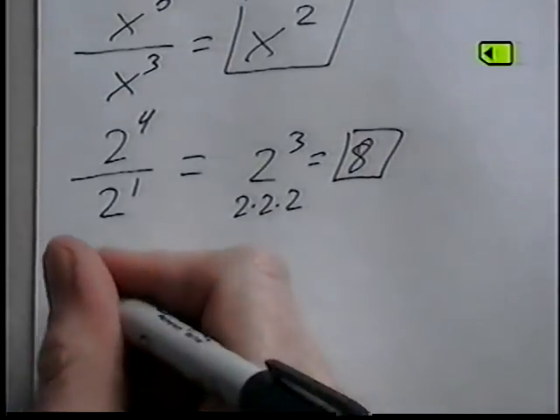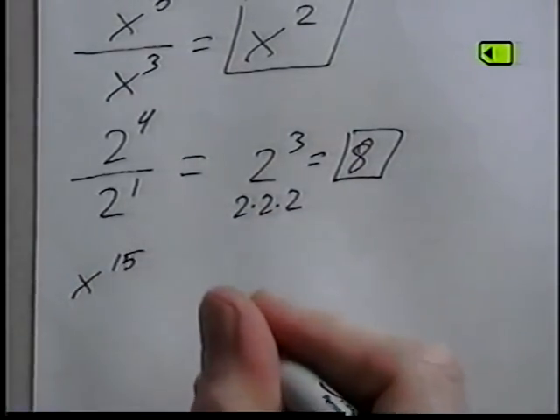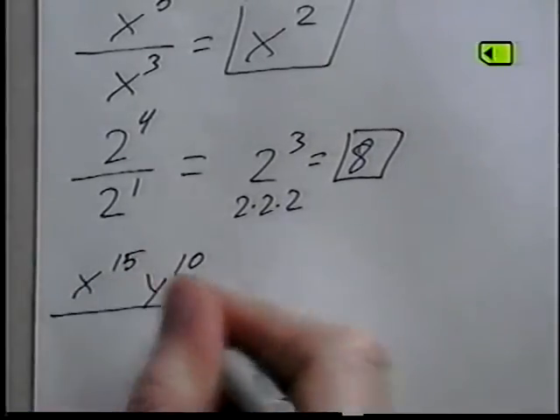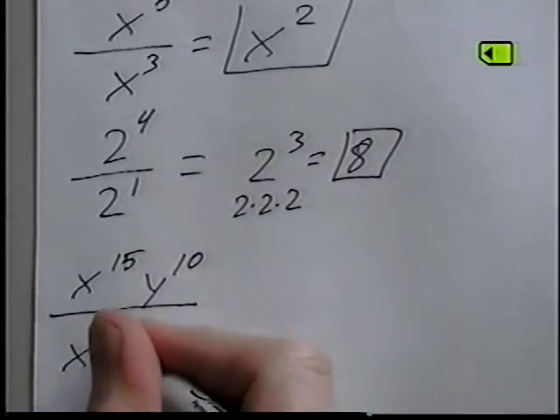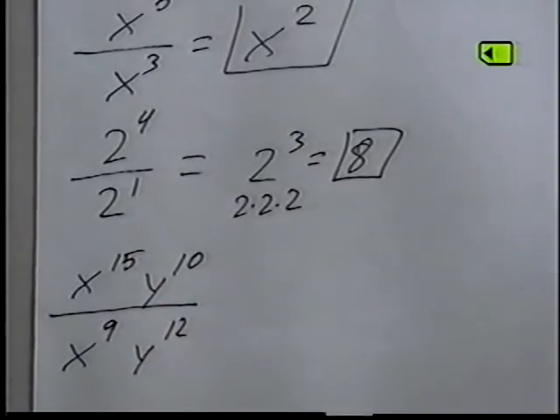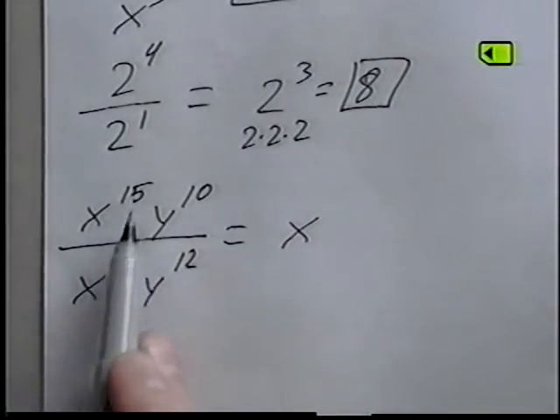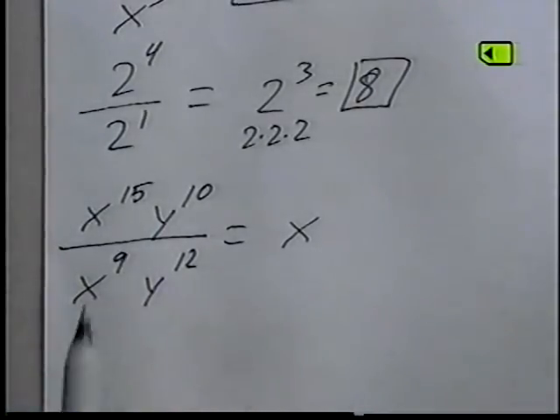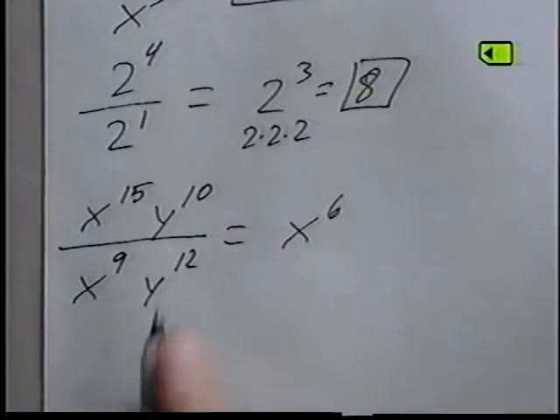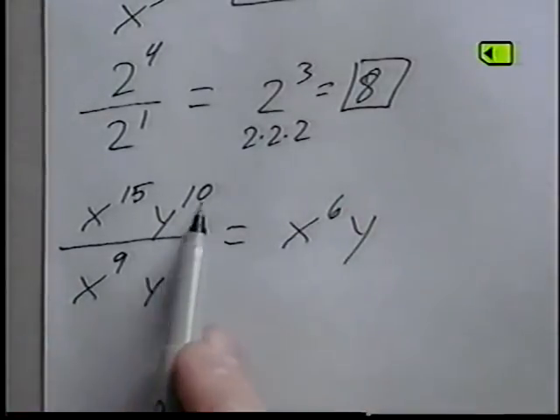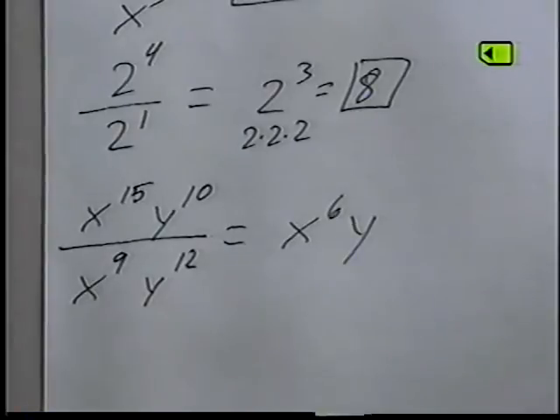Third question, x to the 15th, y to the 10th, divided by x to the 9th, y to the 12th. This time we have two different bases. We have the base of x and also the base of y. Do each one separately. The x's, again, when you divide the exponents, you'll be subtracting 15 minus 9, which would be 6. Then you do the y's, subtract the exponents, 10 minus 12, which is a negative 2.